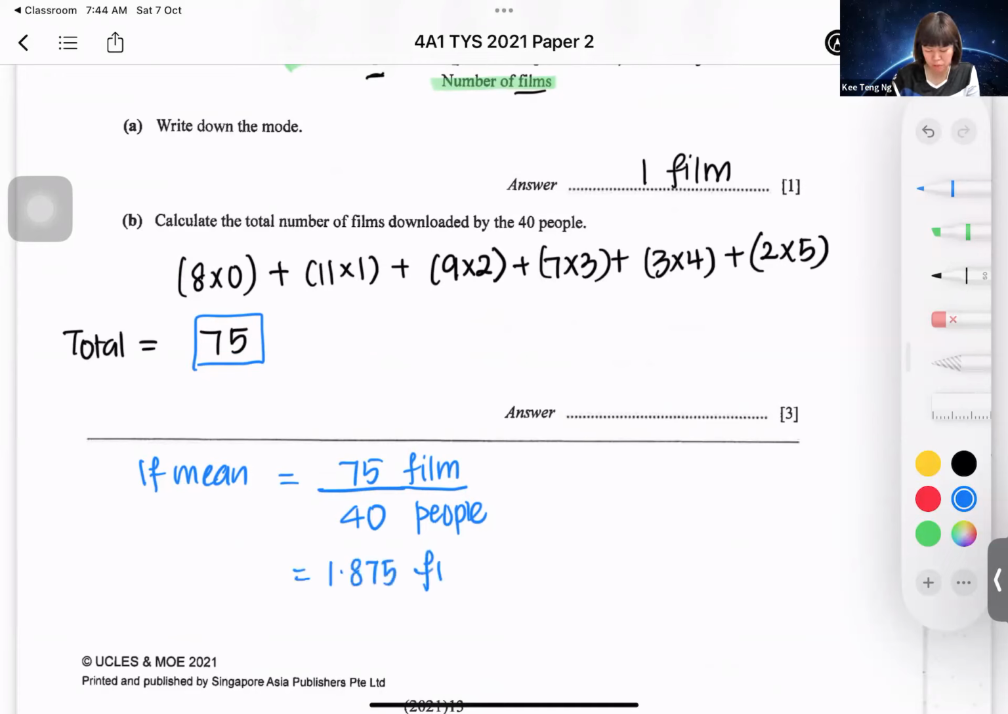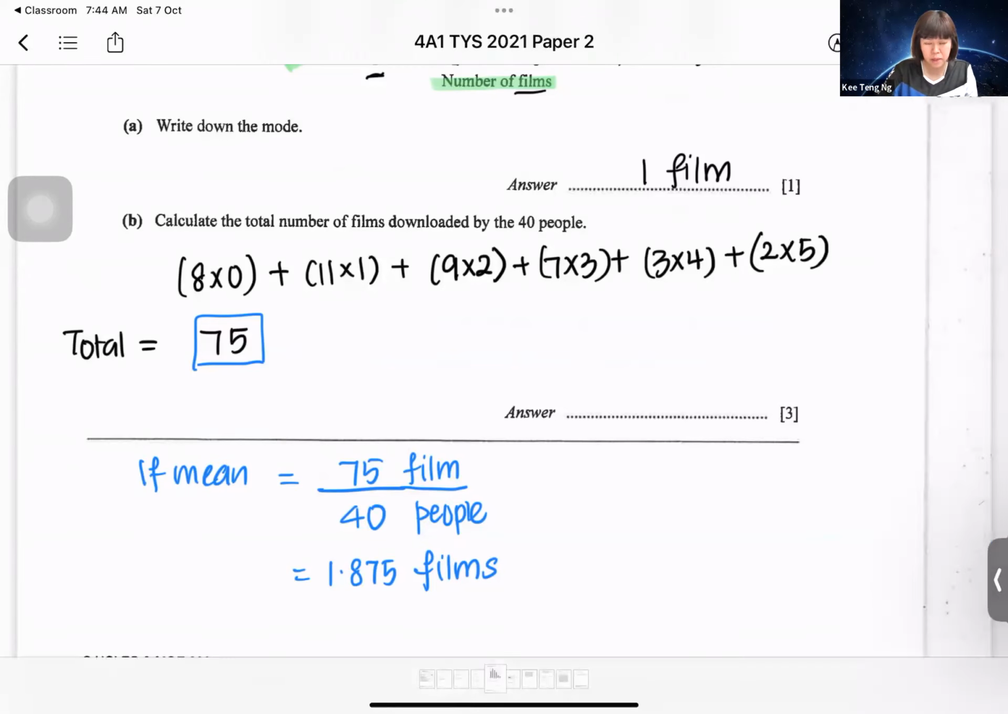1.875 lbs. Now, whichever your answer is, this is just a statistical average. So on average, people download about 1.75, so between 1 to 2 lbs. Do not go and round it up to the number 2 because you think the number of lbs must be an integer. No, this is just a statistical average, so it's okay to have decimals for this kind of question. So if they ask you how to find the mean, this is how to find the mean.